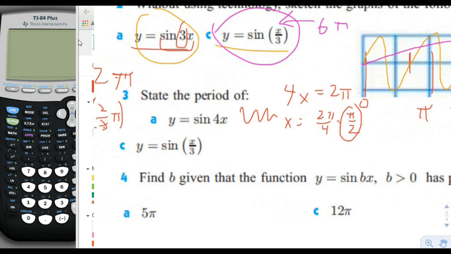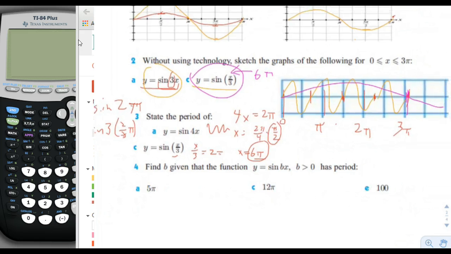And then what about this one? You're going to set x over 3 equal to 2 pi, and then you find that x equals 6 pi. So in this case, it is much wider, right? The period is going to be 6 pi. And that's the same as this one, the same problem. So we've just discovered by setting x over 3 equal to 2 pi that the full sine cycle takes 6 pi to finish. One sine cycle looks like that: it goes up, goes down, and goes back up again.